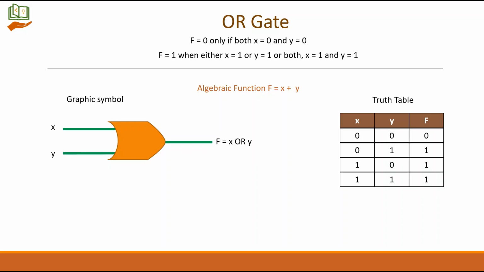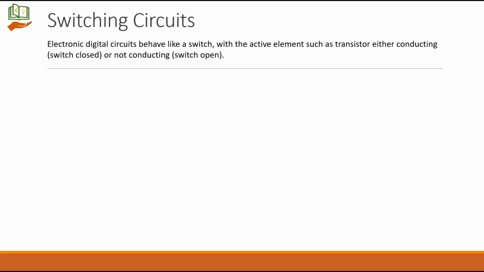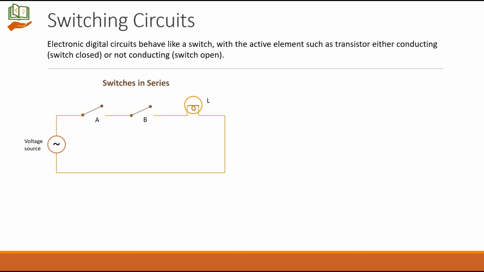We saw a term called switching circuits initially. So we will just elaborately see what they are. Electronic digital circuits behave like a switch with the active elements such as transistor either conducting when the switch is closed or not conducting when the switch is open. So let's take the switches in series. So here they have given something like active elements such as transistor. This transistor is going to decide whether to conduct electricity or not.